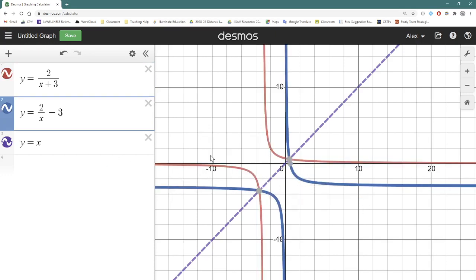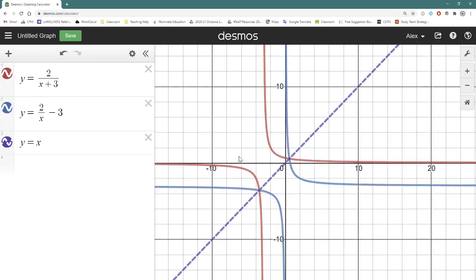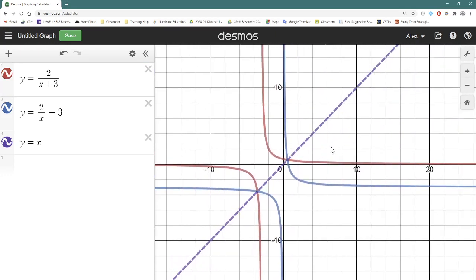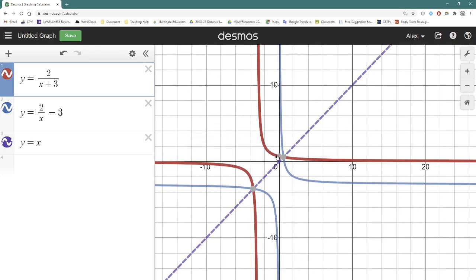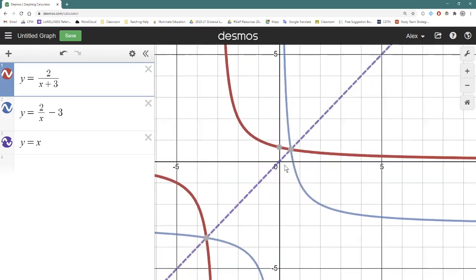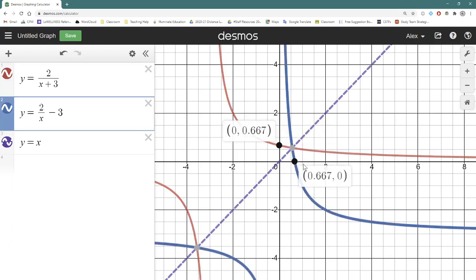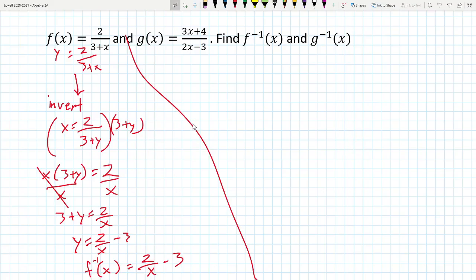We can also just check a couple points here. On the red graph, actually, it doesn't look like it has an x-intercept at all. But you can see that the y-intercept on the red graph, the original function, is 2/3, and that corresponds to the x-intercept on the blue graph, which is also 2/3. So that's a way that we can kind of check that. Alrighty, let's go back to our spicier example now and see if we can create that inverse.